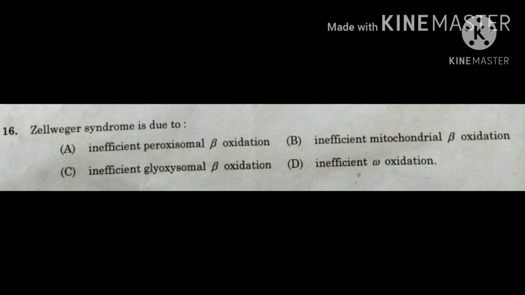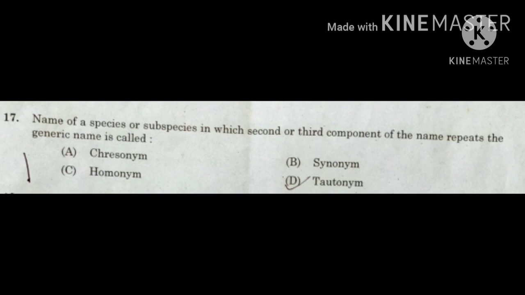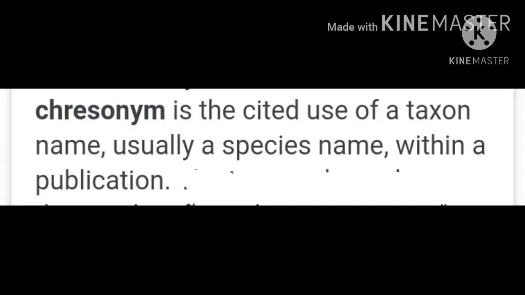Okay, next question is: name of a species or subspecies in which the second or third component of the name repeats the generic name is called. Option A, chresonym, B, synonym, C, homonym, and the last option is tautonym. The first option is chresonym. What do you mean by chresonym? Chresonym is a cited use of a taxon name, usually a species name, within a publication.